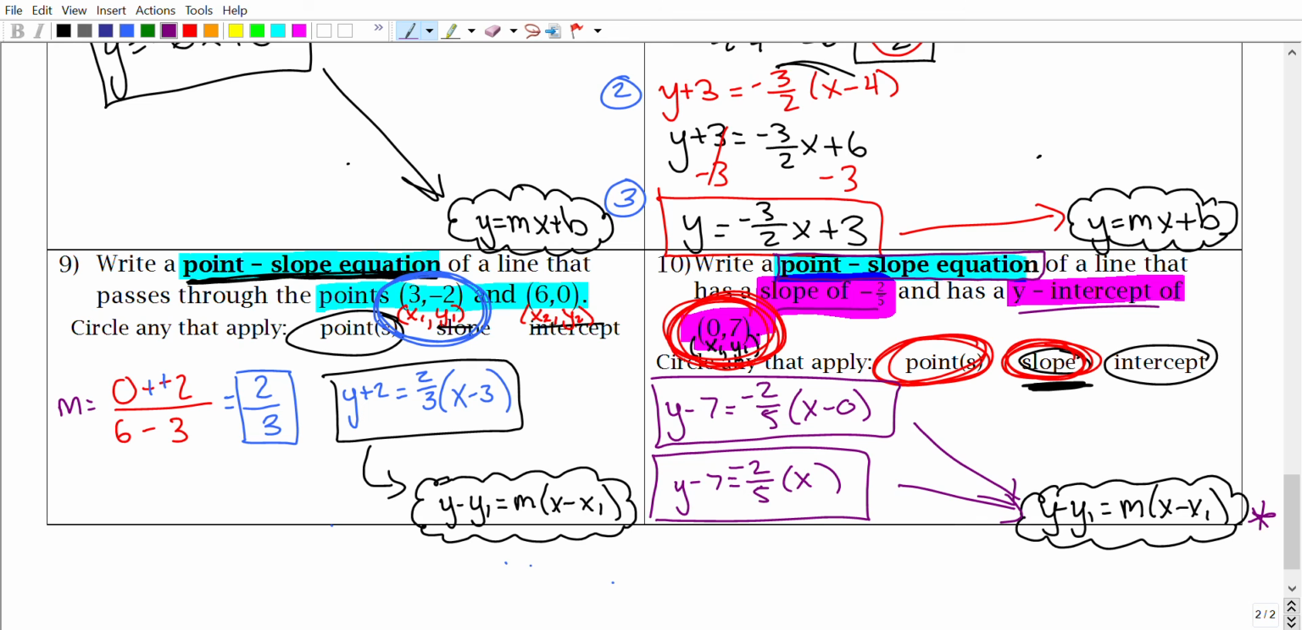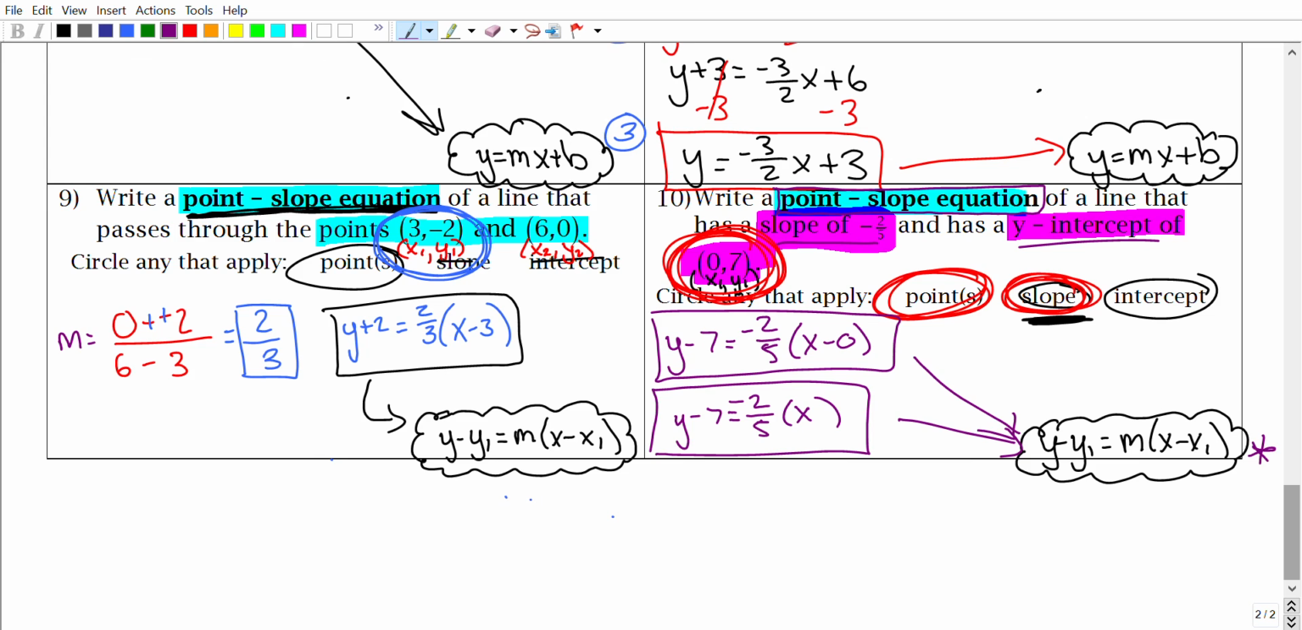Okay, guys? All right, so I think that's going to be it for today's video, and tomorrow we will go ahead and talk about 3.4. All right, 3.4 is when we actually look at horizontal and vertical lines and how to write equations for those.